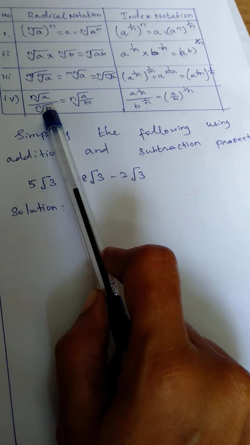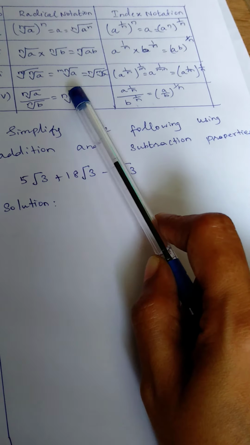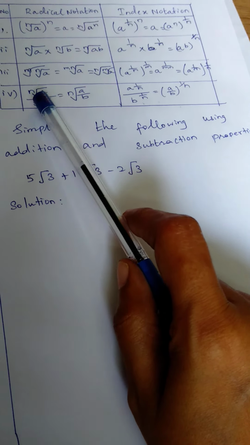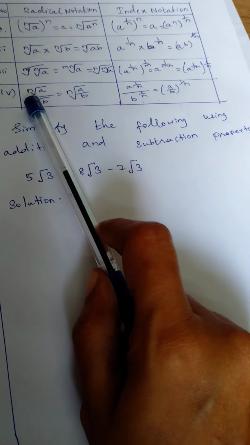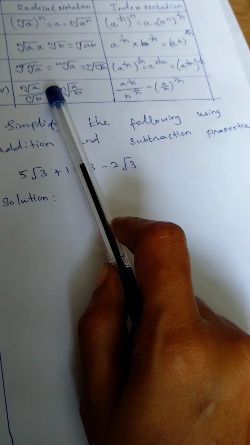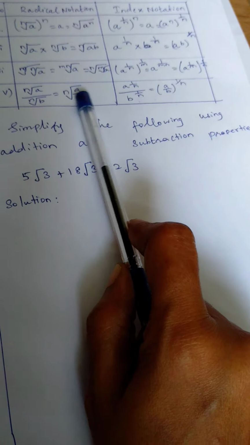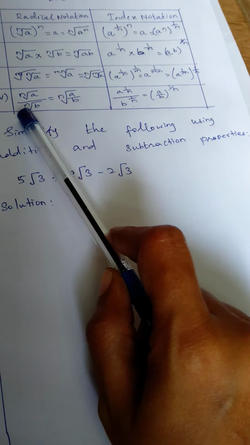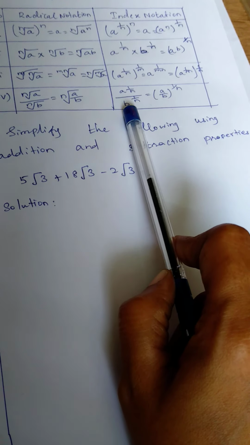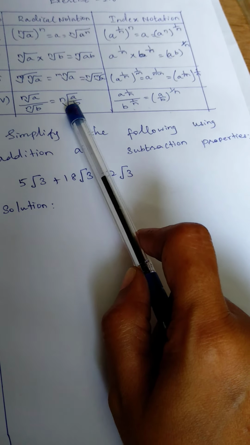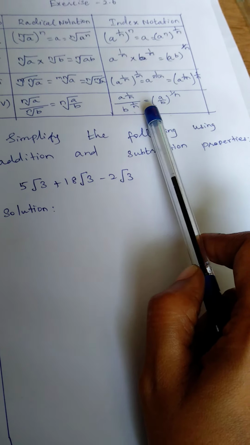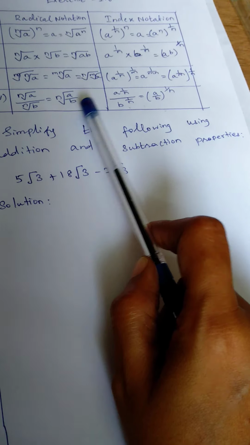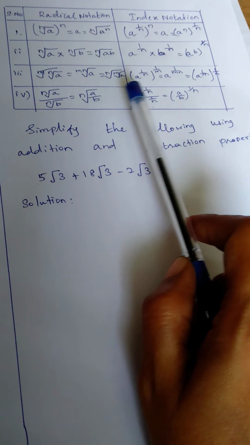The nth root of a by the nth root of b equals the nth root of a by b. See here, n is common and the root is common, so we take a by b in common itself. Root means, as we already know, we have to write 1 by n, so a power 1 by n over b power 1 by n equals the root of a by b, which we can write as (a by b) the whole power of 1 by n. This is the nth root, so we just write 1 by n.